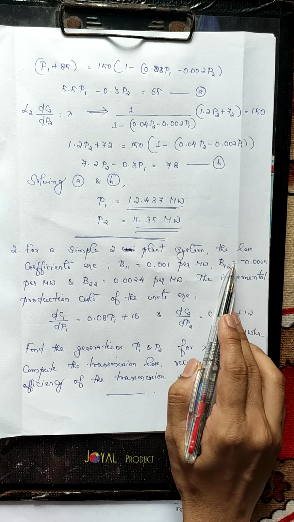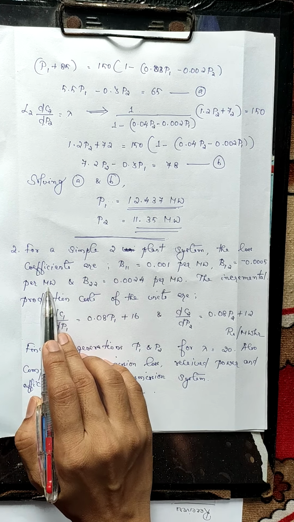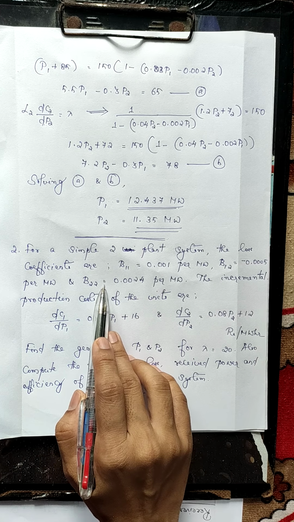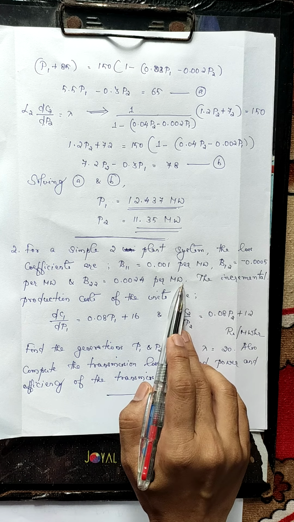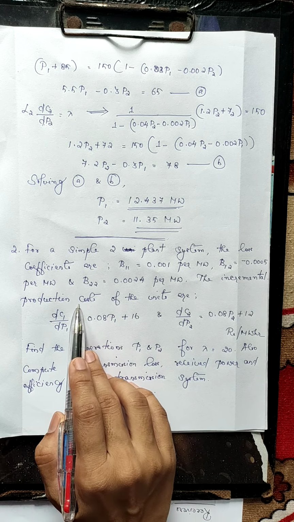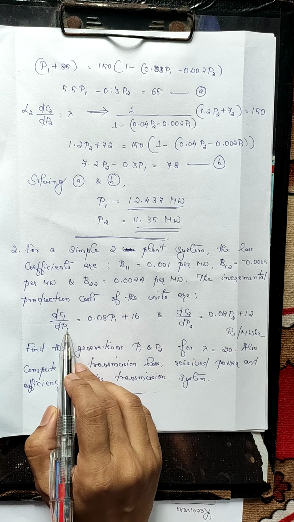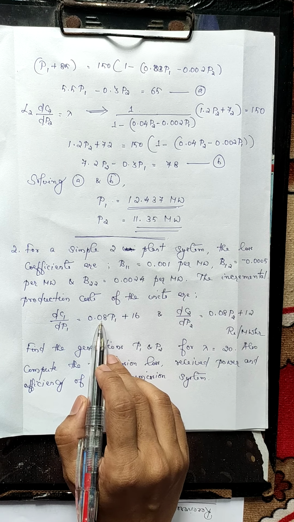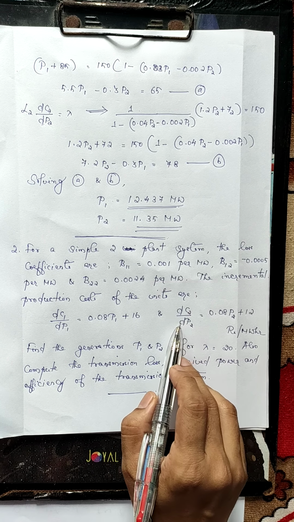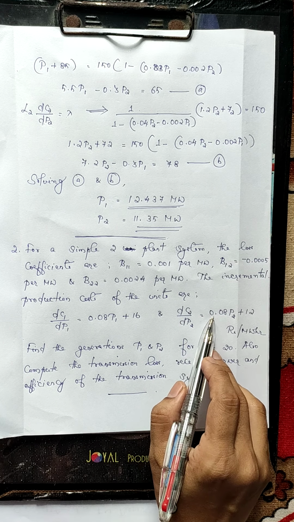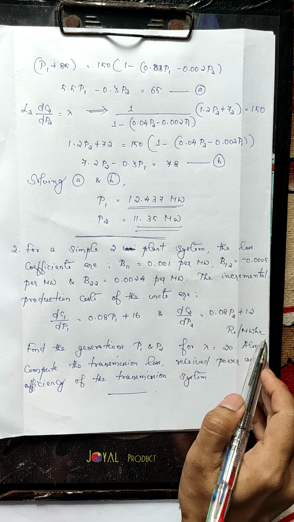So B12 is equal to minus 0.0005 per megawatt and B22 is equal to 0.0024 per megawatt. The incremental production cost of the units are dC1 by dP1 is equal to 0.08 P1 plus 16 and dC2 by dP2 is equal to 0.08 P2 plus 12 rupees per megawatt hour.